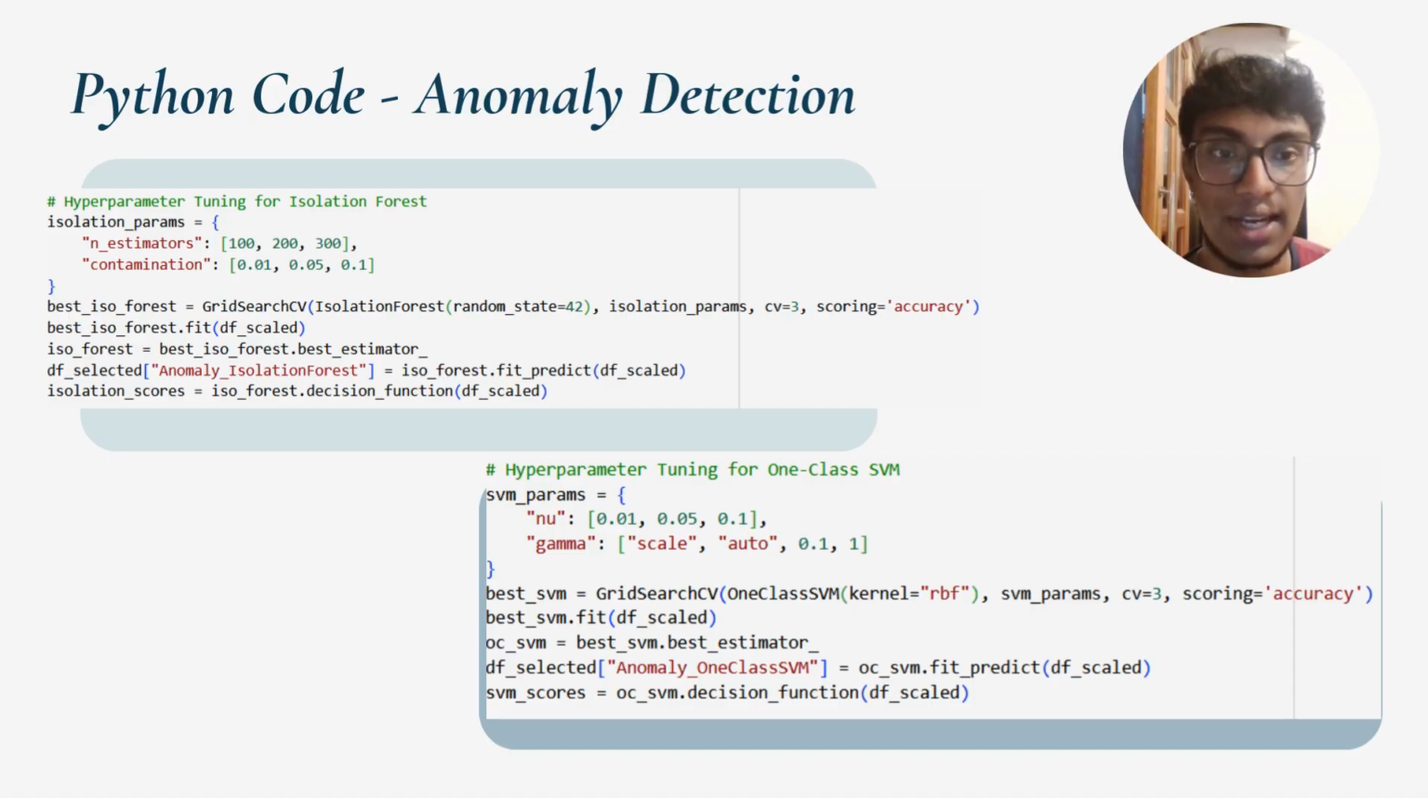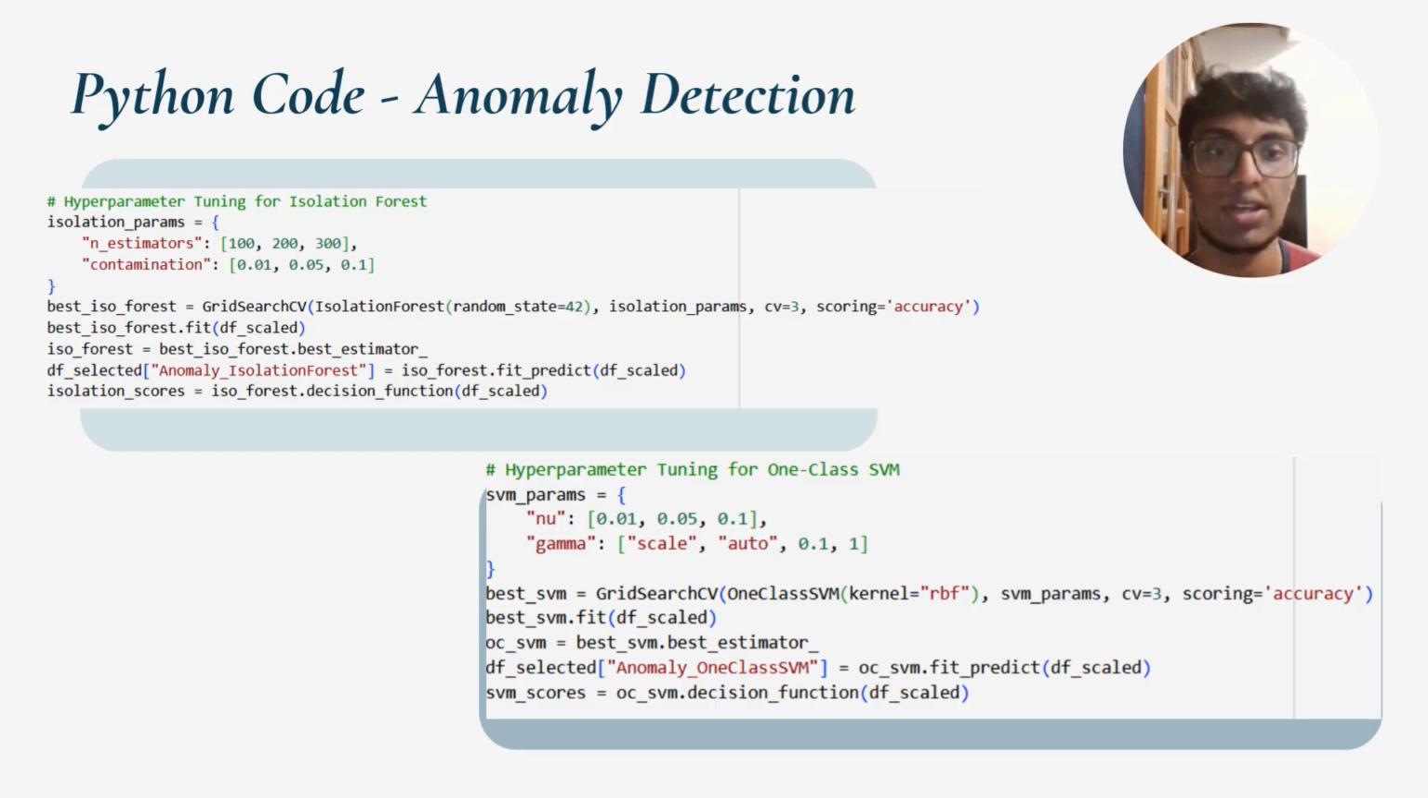For isolation forests, the hyperparameters tuned include n_estimators, which determines the number of trees in the ensemble, set to 100, 200, and 300, and contamination, which represents the expected proportion of anomalies in the dataset, set to 0.01, 0.05, and 0.1. The best model is then applied to the standardized dataset, and anomaly predictions are stored in the anomaly isolation forest column, where -1 represents anomalies and 1 indicates normal cases. Additionally, the decision function computes anomaly scores, providing insight into the degree of isolation of data points.